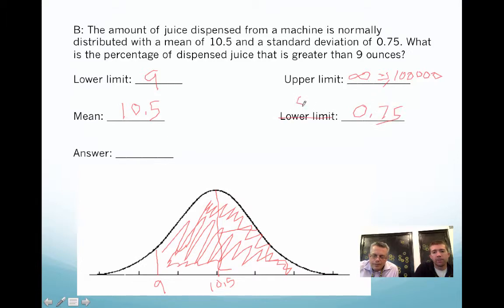Remember, this was SD. 97.7%. So almost all of them will be filled greater than 9 ounces, which is good. We want more juice. Those were the 3 types of problems you can ask when finding an area: the area below a value, the area between 2 values, and the area above a value. If you got that, you got these normal problems.